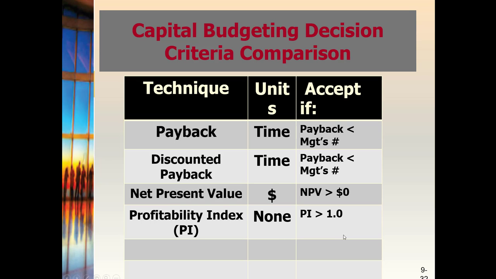So this table summarizes with the additional PI. You can see the PI greater than 1, the manager should accept the project. The PI will not give you the dollar amount and show you how much value they can create for the company.